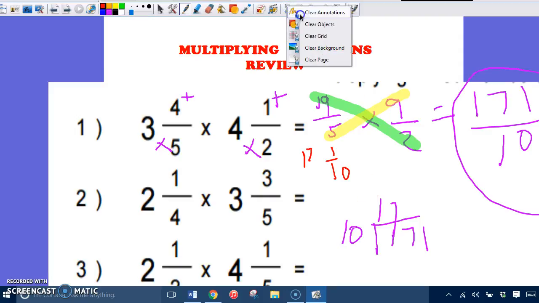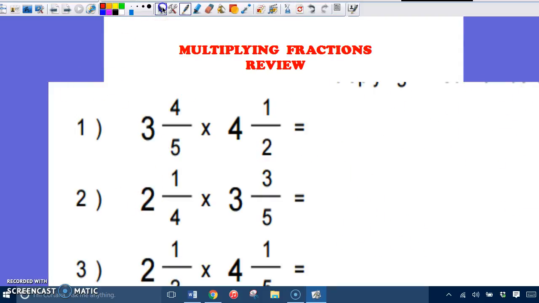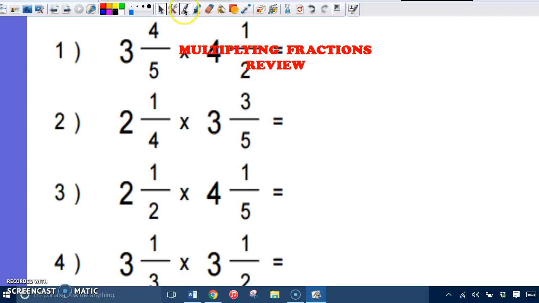So I'm going to go back to number 2. So number 2, remember we have to change these into improper fractions first. 2 times 4 is 8, plus 1 is 9. So I have 9 over 4. 3 times 5 is 15, plus 3 is 18.